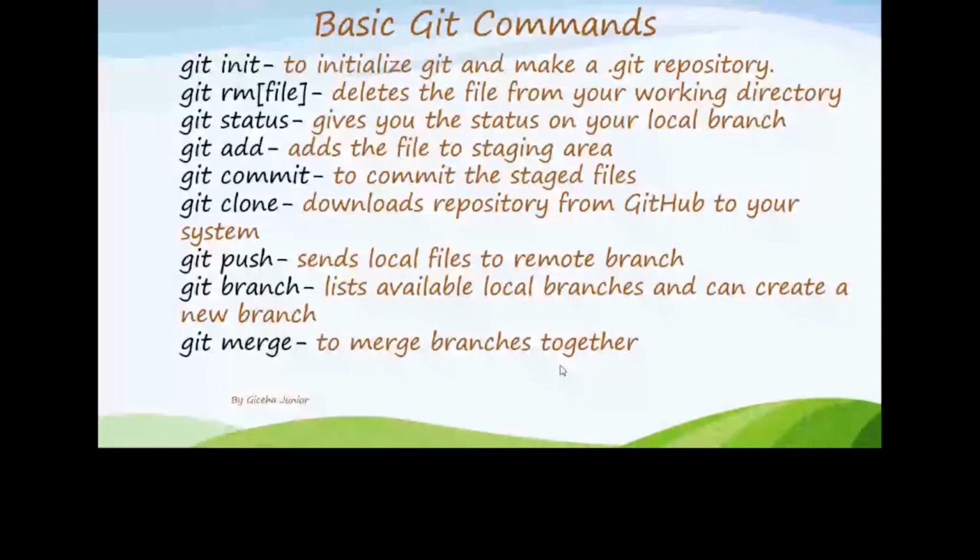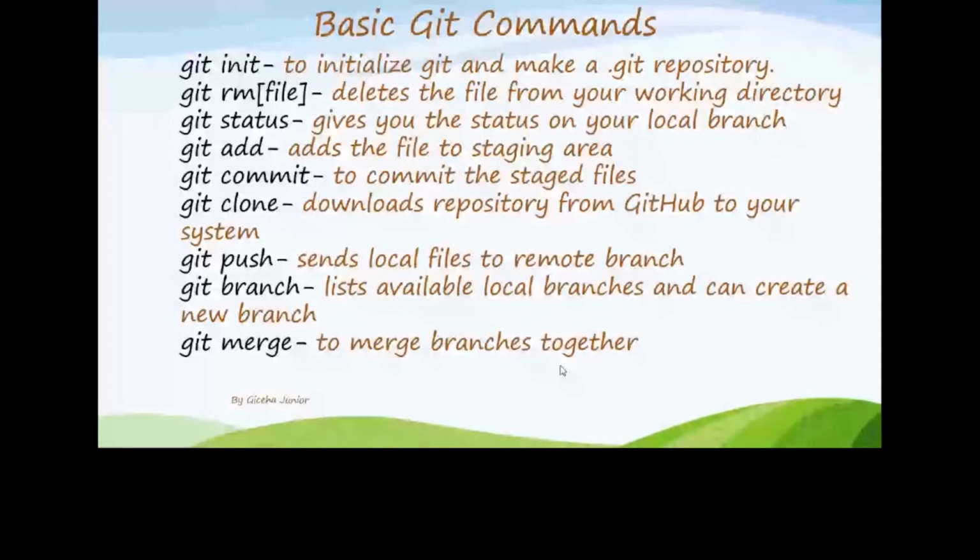Now we have Git clone. Git clone is where you download the repository from GitHub to your system. But it's different from Git pull. Clone is where you download directly from the repository. But with Git pull, you already have a repository on your machine, then you pull the project from GitHub. Then you have Git push, which sends local files to a remote branch.